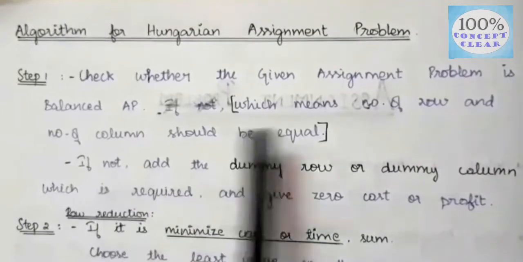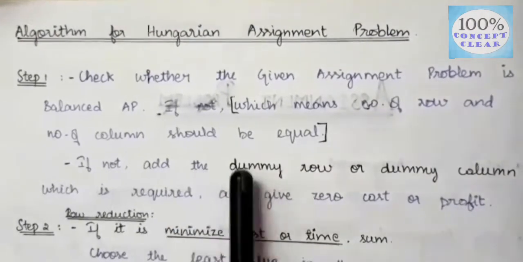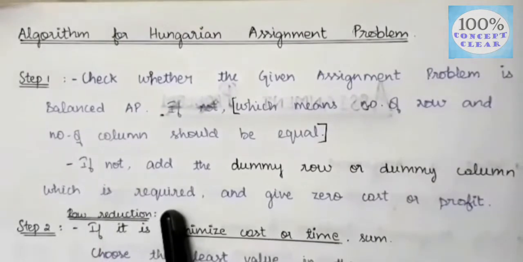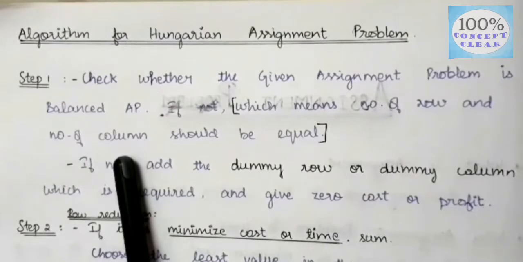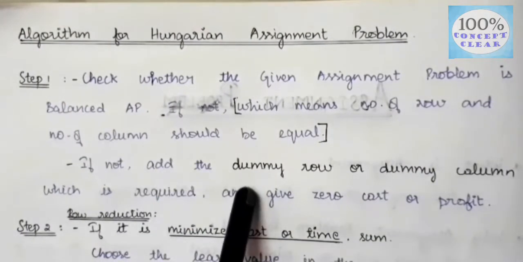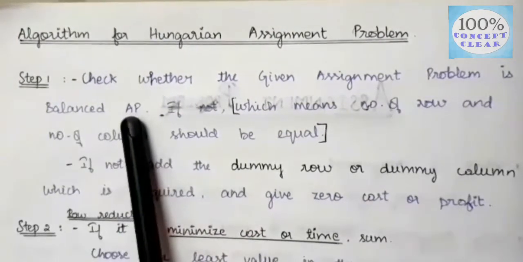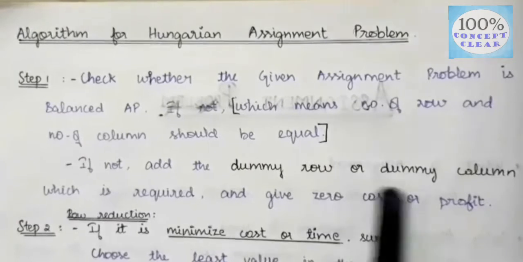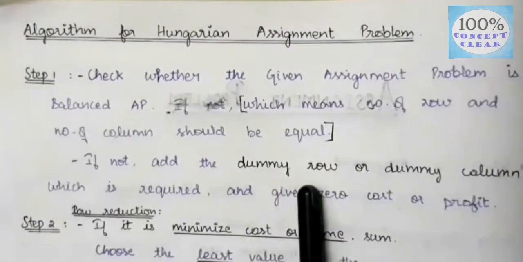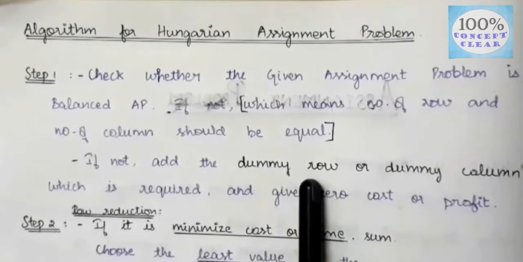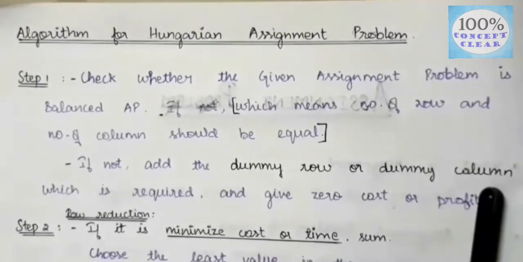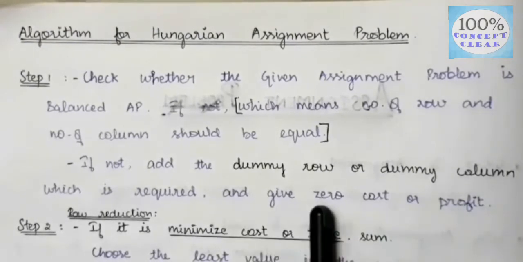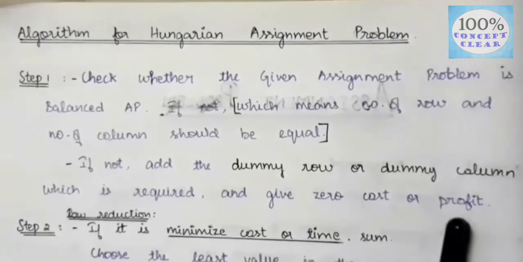If it is not equal, add the dummy row or dummy column which is required and give zero cost or profit. If the number of rows and number of columns are not equal, then the sum is an unbalanced assignment problem. So we have to convert that into a balanced assignment problem by adding a dummy row or dummy column. If there are not sufficient rows, we can add a row, or if there are not sufficient columns, then we can add a dummy column, and we have to give the elements as zero cost or profit.